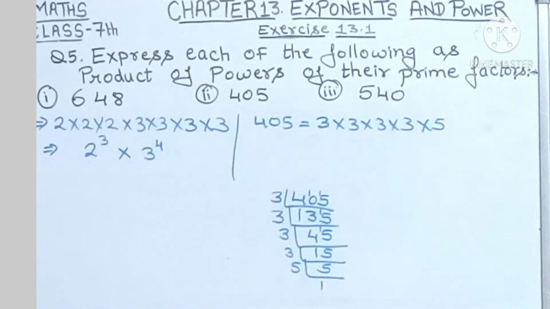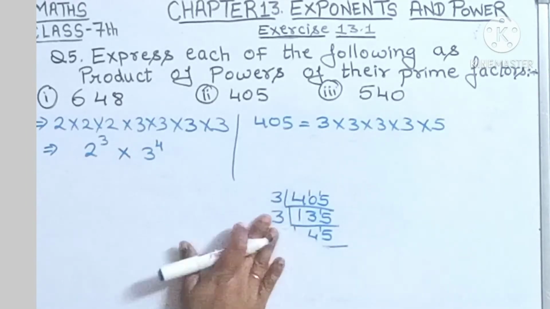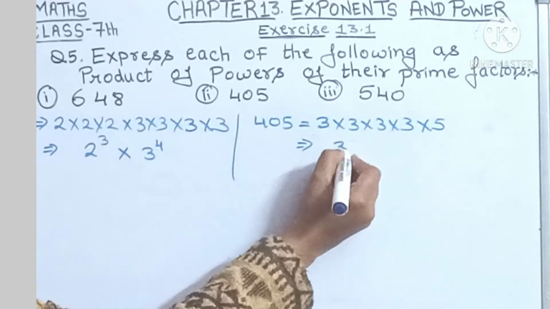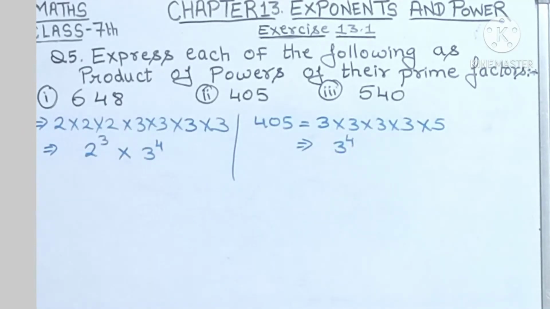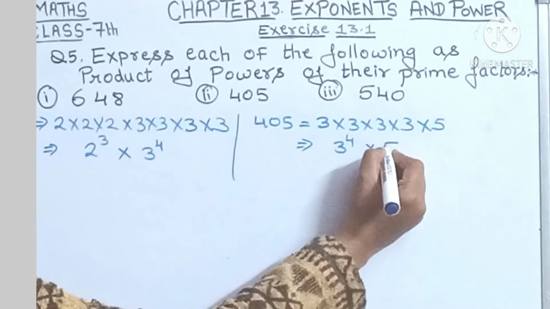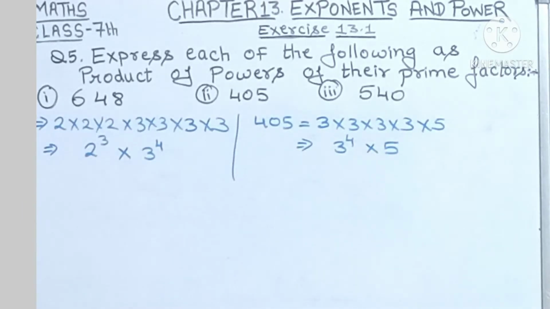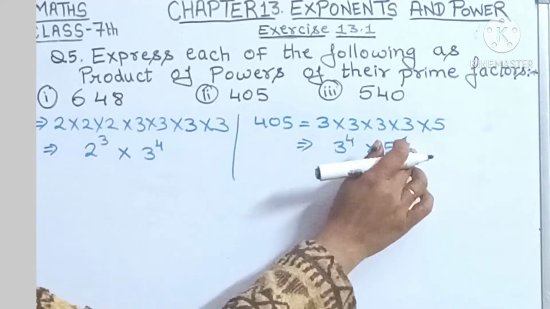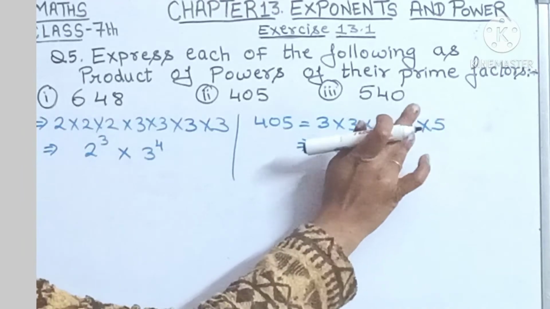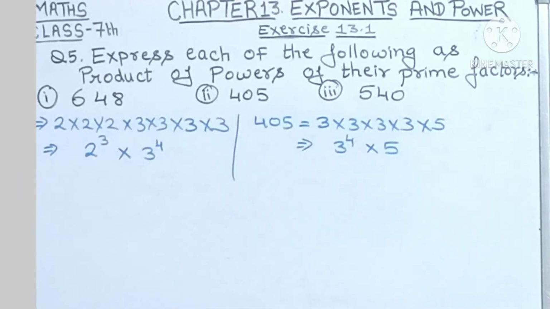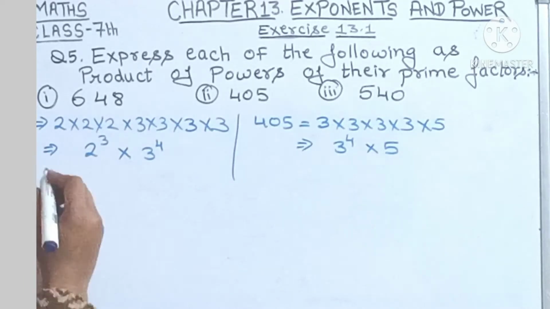Now we have to write it in the exponential form. We got 3 four times, so we can write it as 3 raised to the power 4, and 5 we got only once, so it will be written as 5 only. No need to write the power 1, because if there is no power, it means 1 only. So this is the answer for the second one.